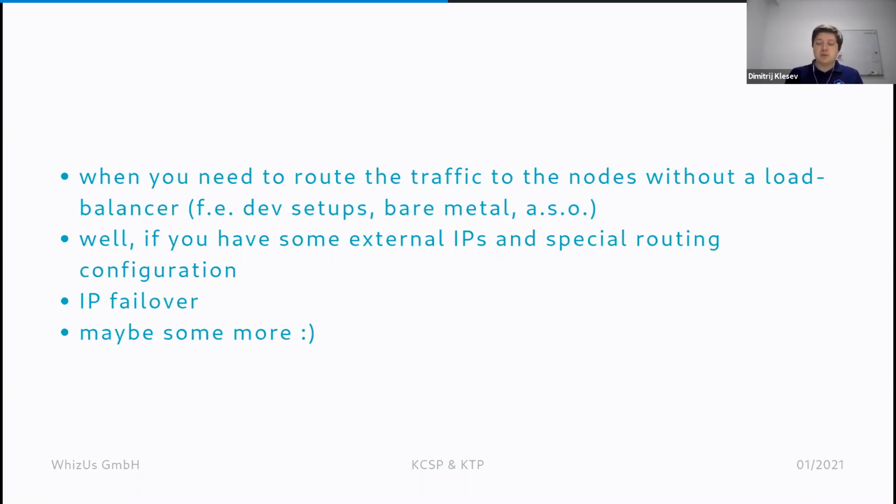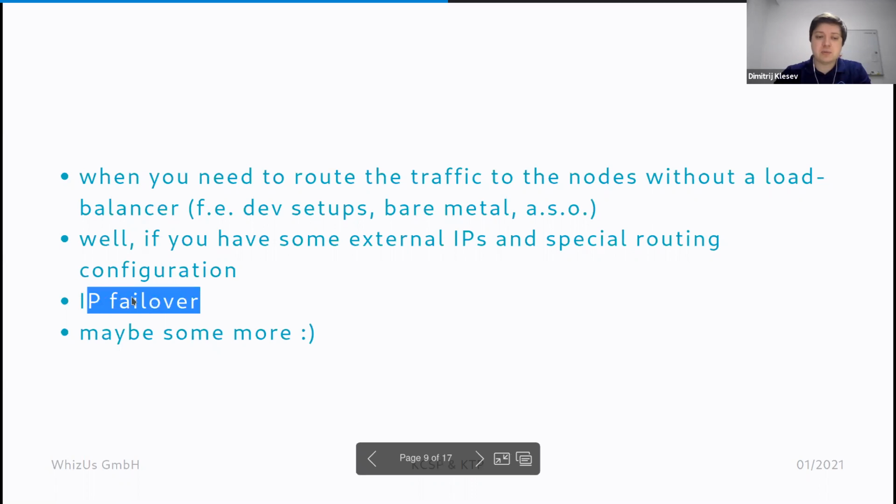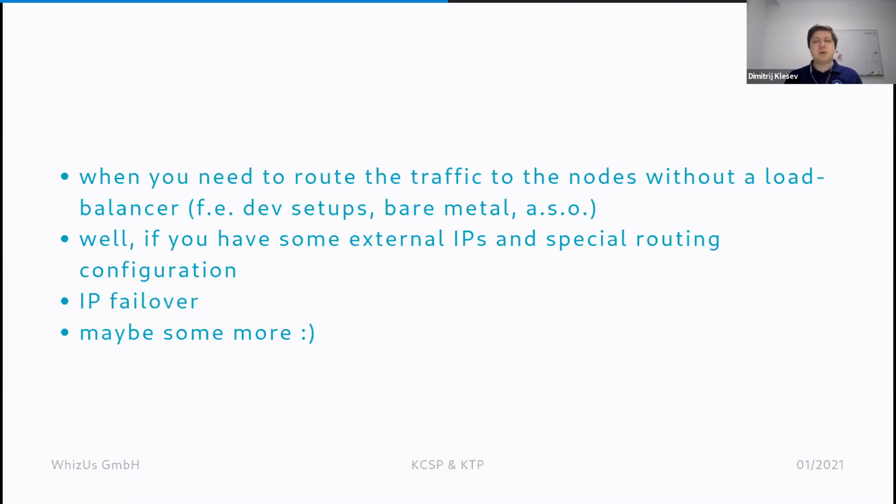MetalLB is one solution you can use if you have some bare metal setups. MetalLB can provide you IP failover. It's one of the modes, if I remember, if you are using ARP. It will delegate one IP address to a node, or set it so that this node should receive traffic for this IP address. And if this node crashes, it will redelegate, for example, this IP address to another free node which is alive. So it does somehow an IP failover, for example.